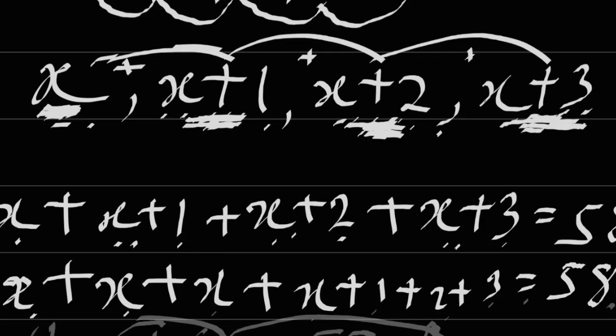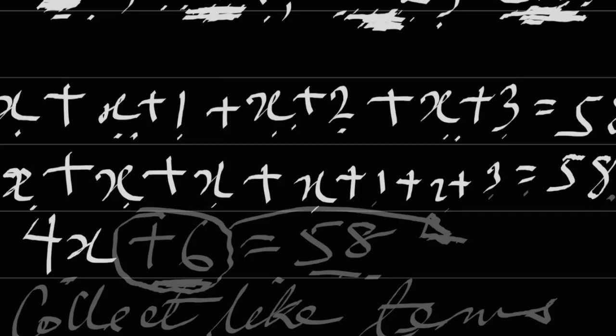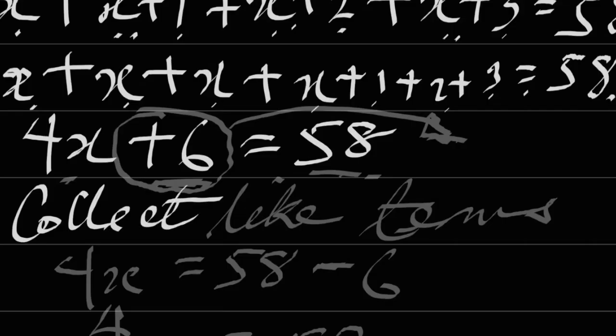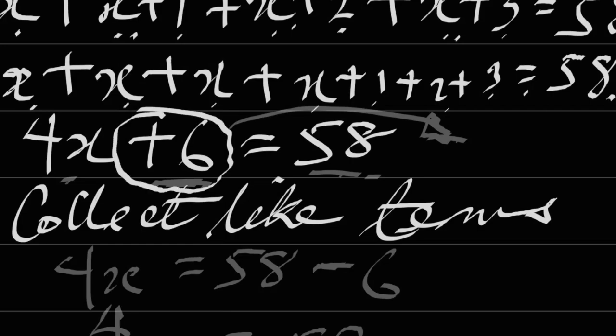x plus x is 2x, plus another x, 3x, plus this x, 4x. Then 1 plus 2, 3, plus 3, 6, plus 6 equal to 58. At this point, we will collect like terms. That is to say, this plus 6 will go across to the other side to meet its like term, because number will cross to go and meet number. Then this one that is later, it remains.